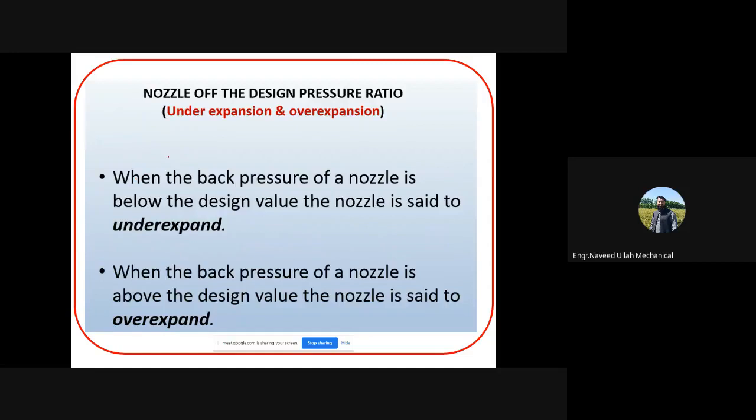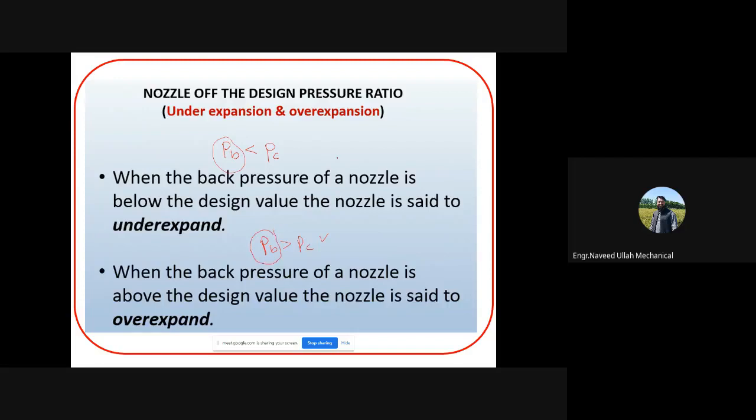So what are the off-design conditions? When the back pressure of the nozzle is below the design value, the nozzle is said to be under expanded. Similarly, when the back pressure of a nozzle is above the design value, the nozzle is over expanded. So you can say that with the back pressure PB below the design value, that is less than your PC, the critical pressure, this is your under expanded case. And when PB, the back pressure, is greater than PC, that is your over expanded nozzle. In simple words, in reality you can take these back pressures as your atmospheric pressure.